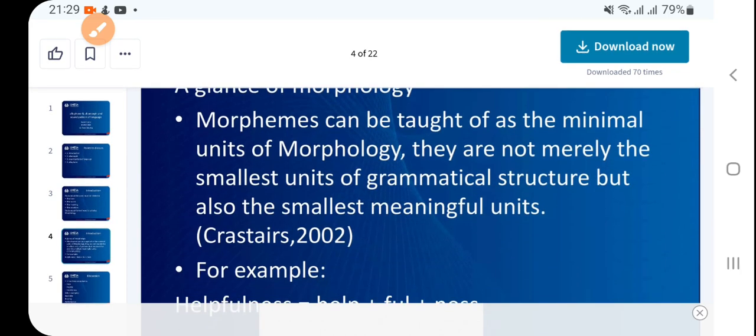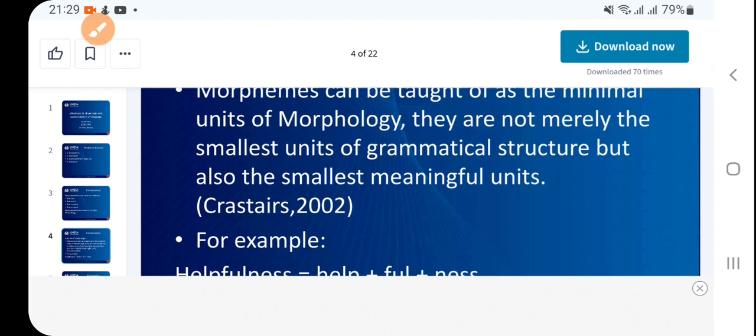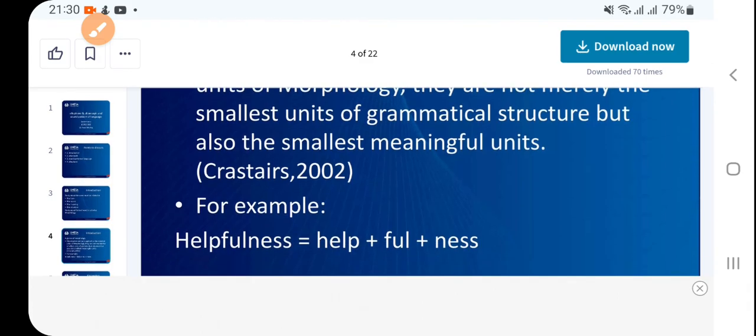Morphemes can be thought of as the minimal units of morphology, meaning morphology is a study of words, and morphemes are the minimal units of morphology. They are not merely the smallest unit of grammatical structure, they are the smallest unit of grammatical structure, but also the smallest meaningful units. So it is not only grammatical structure, but there is also meaning.